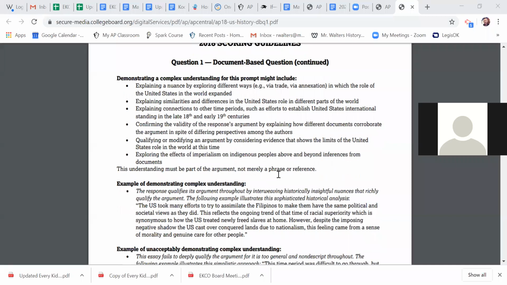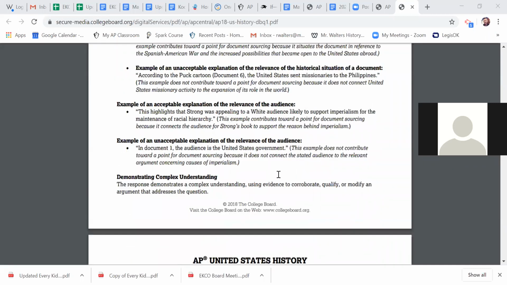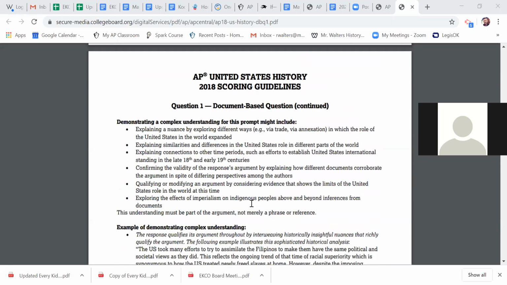Okay, so here's how their explanation is. Let me see if they give you one over the top. The response demonstrates a complex understanding using evidence to corroborate, qualify, or modify an argument that addresses the question. So what you could do here is, again, you're going to have to use some nuance. You're going to have to either show that yes, the United States expanded, but it didn't expand here. Or yes, it expanded, but then during this point in time, it didn't expand. Or it expanded in this way, but not in this way. Or it expanded kind of like Europe did, but not like Asia did.